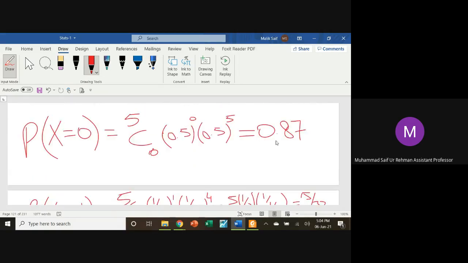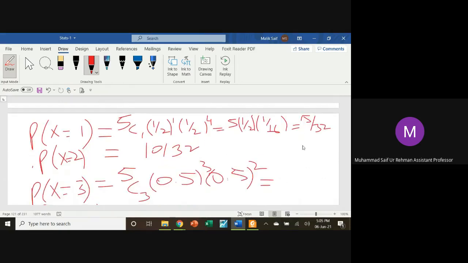Okay, so you can see this 0.87. Basically, if you see this, 1 over 2 power 5 is equal to 1 over 32. 1 over 32, you can find it out. Sorry, yes, 1 divided by 32. What is this? 0.5 power... This is 0.03, not 0.87. So you can check it. 1 over 32, then 5 by 32, 10 by 32.